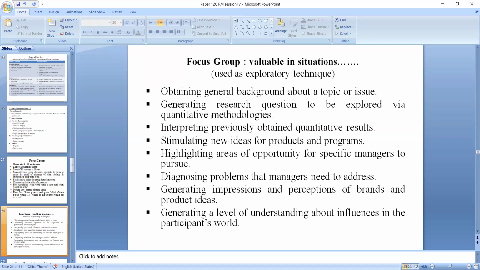Generating research questions to be explored via qualitative methodologies.